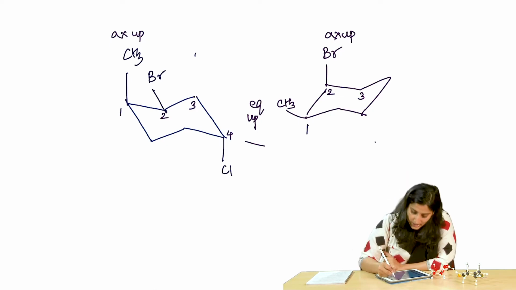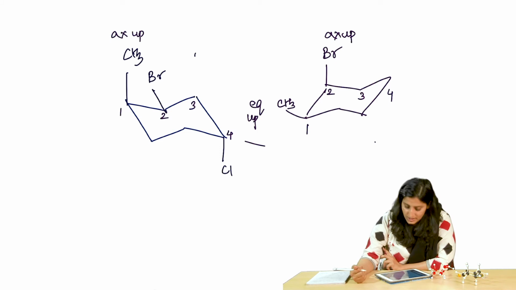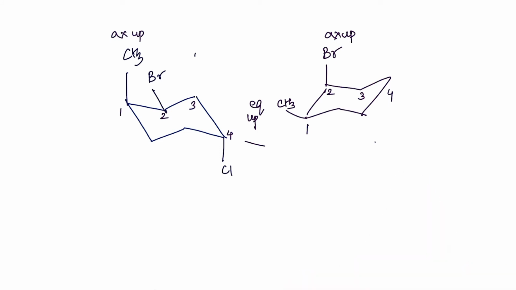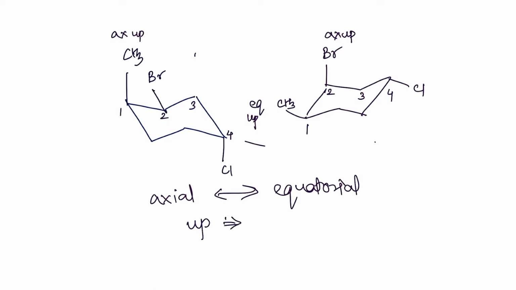On carbon number 4 you have an axial down. So, as this chair interconverts and the leg becomes the head, the axial down chlorine will become equatorial down chlorine. So, as the chair interconverts, you have axial going to equatorial. So, axial interconverts with equatorial, but up will remain up and down will remain down. So, that is something you always want to remember.